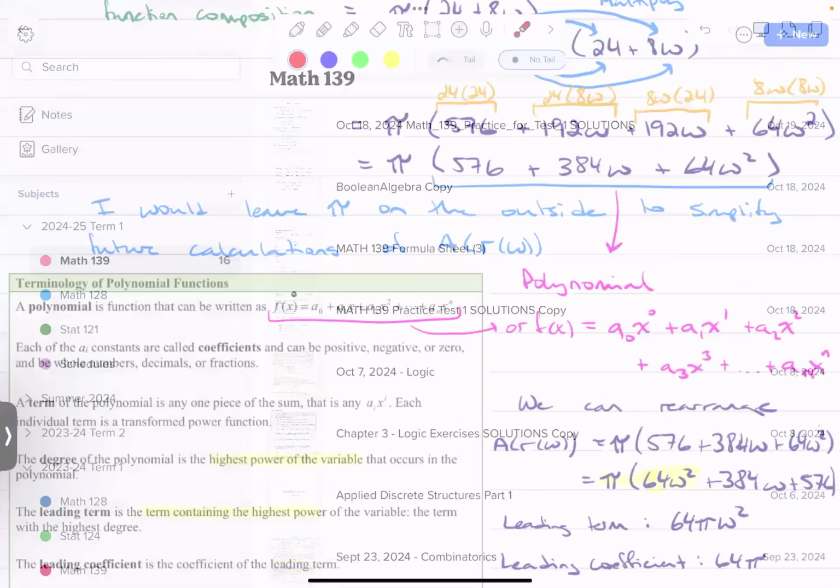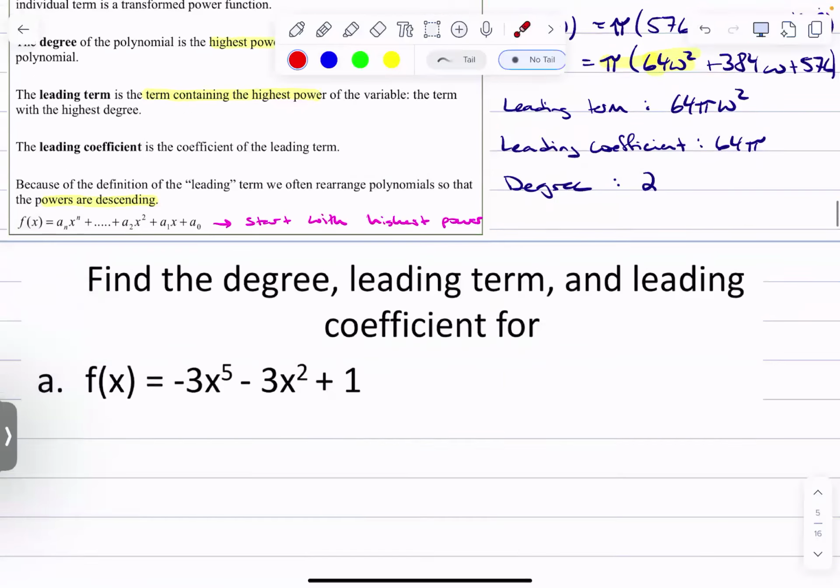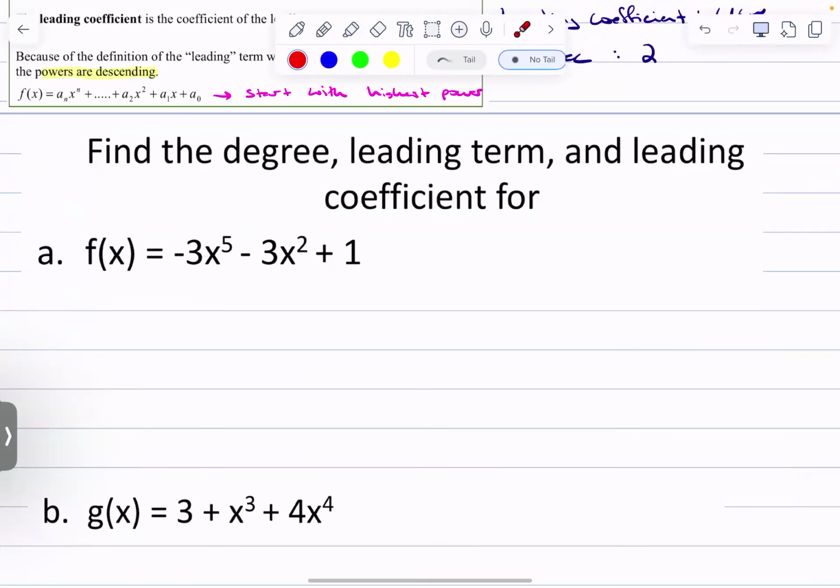Oops, wrong tab. So we have to find the degree, the leading term, and the leading coefficient for these functions. Okay. As long as you're looking for the highest power for the degree, right? You don't have to rearrange them, but I think it's good practice to rearrange the polynomials so that the powers are decreasing, especially for later. We will do polynomial long division. I know, exciting, right? And so then it's going to be really important.